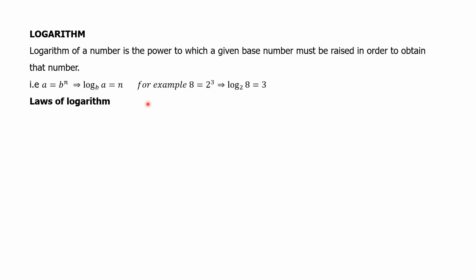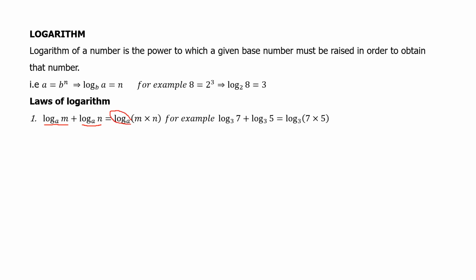So when we go to the laws, the first one there, we are having log of m base a plus log of n base a. These we shall write as one log to base a, where we multiply m times n. An example there, we are having log of 7 base 3, plus log of 5 base 3. So this gives us log of 7 times 5 base 3.